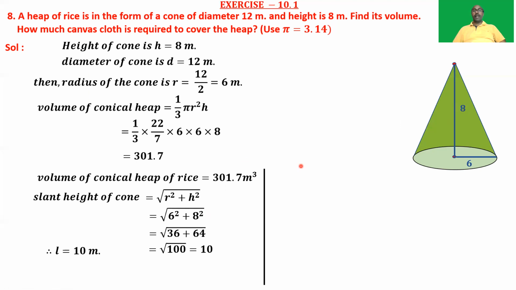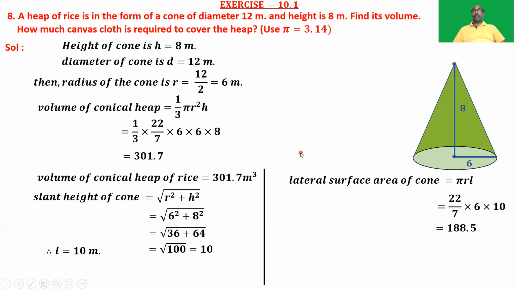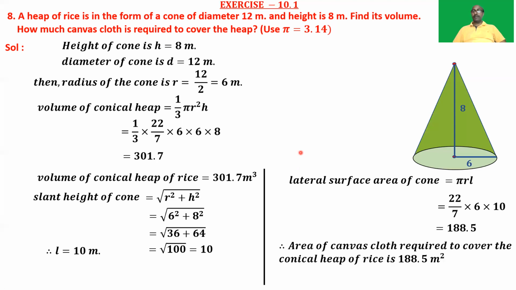Now the curved surface area of the conical heap, that is the lateral surface area, is pi into r into l. By substituting pi = 22/7, r = 6 and l = 10, we get 188.5. So the area of canvas cloth required to cover the heap is 188.5 centimeter square, sorry, 188.5 meters square. Now take the next one.